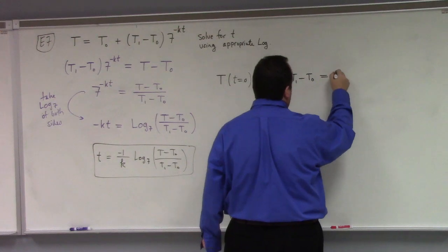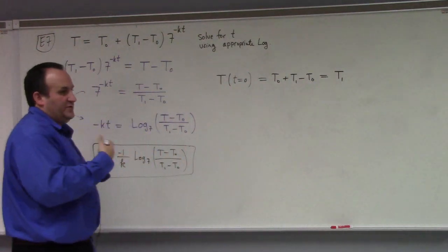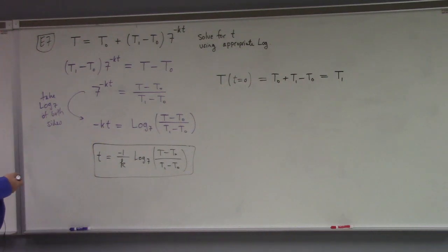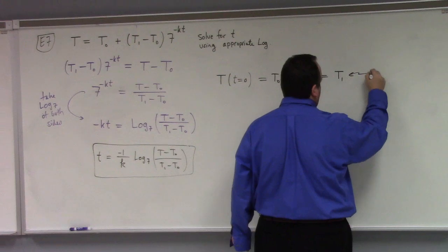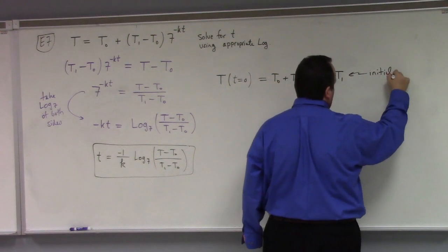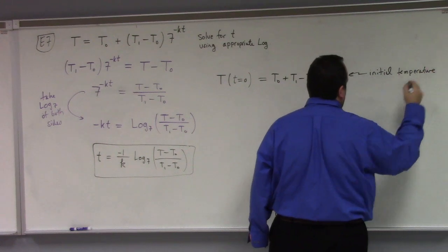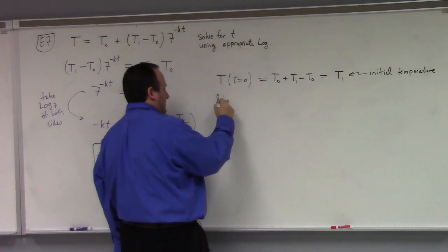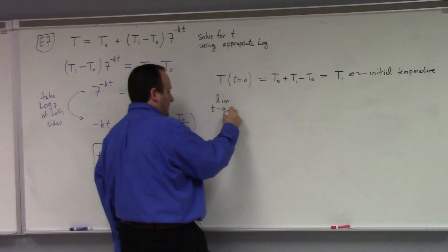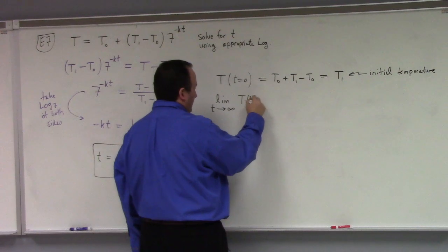So it's T1. T1 is the temperature at time 0, the initial temperature. Big T is for temperature. Now here's a notation that you're not supposed to know about, but I'm going to use it anyway: the limit as t goes to infinity of T of t. What happens there?